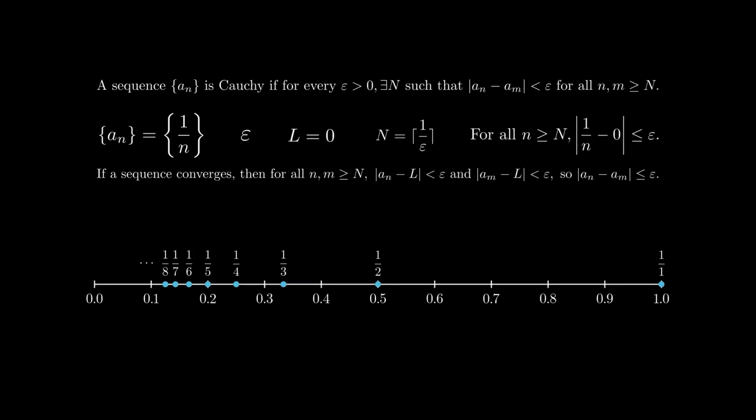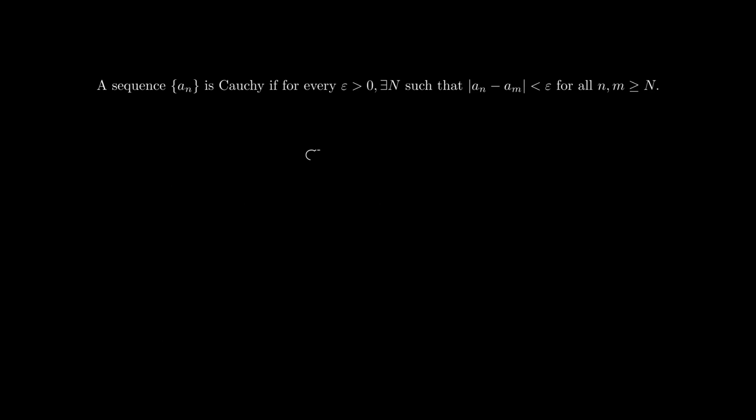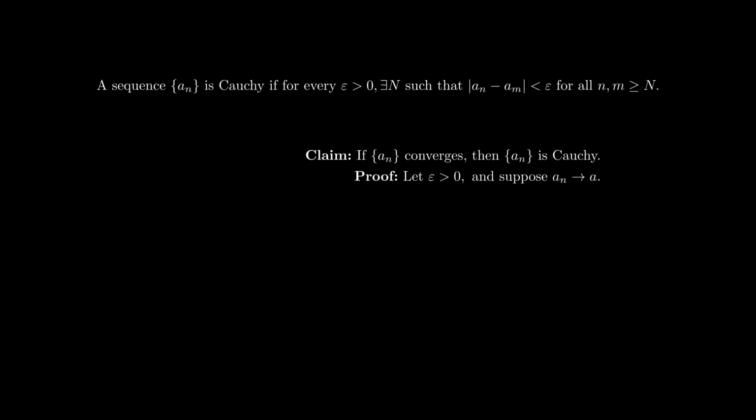This is easy to see because every value of our sequence is positive. But what about a more general look? Are all convergent sequences Cauchy? I claim that they are. Let's take a look at the proof as to why that is. Let's let epsilon be greater than 0. We are assuming that our sequence converges to some value, so we'll call it A.